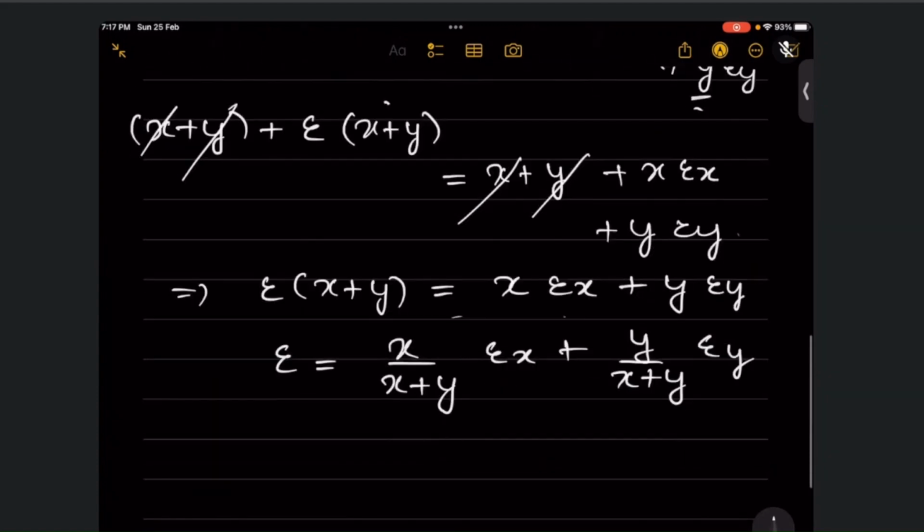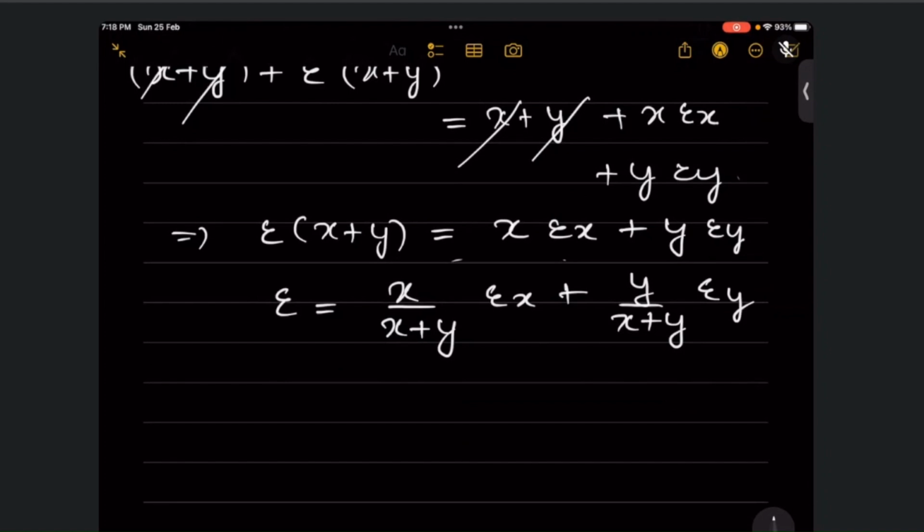Now you can see that this expression, x upon x plus y, is given that x and y are of the same sign. When x and y both are of same sign, you know that x upon x plus y will be less than 1, correct? If both x and y are negative, they will add up to form a negative number, and the magnitude will be less than 1. So it will be the same for this also. So this thing is less than 1 and this thing is less than 1.